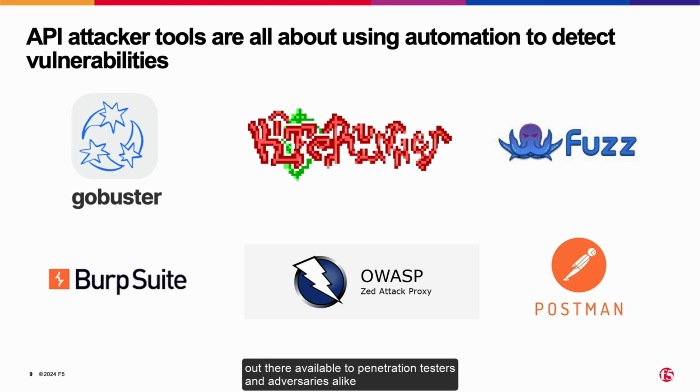There are many tools out there available to penetration testers and adversaries alike that automate the process of finding these vulnerabilities. Here's a list of several such tools. Note, the logo you can't read is Kiterunner. By the way, Corey Ball's book, Hacking APIs, is a great way to learn how to use these tools for penetration testing. I highly recommend it.